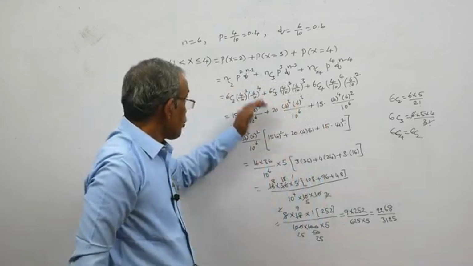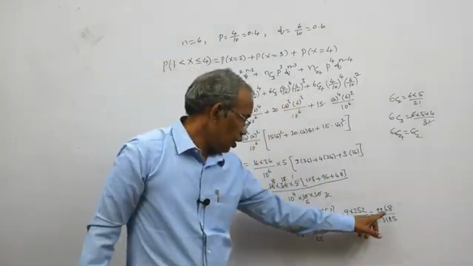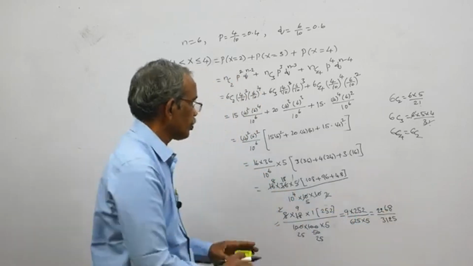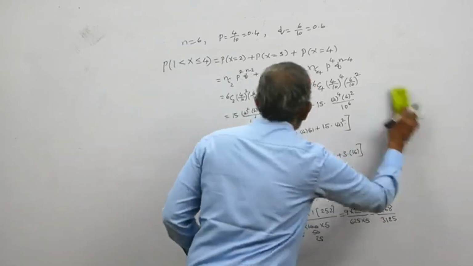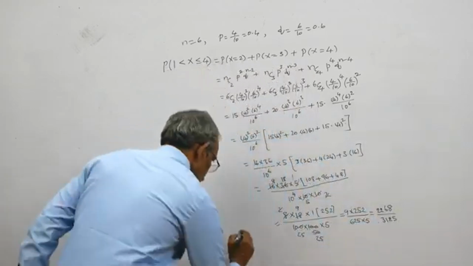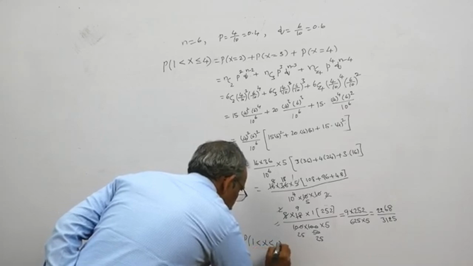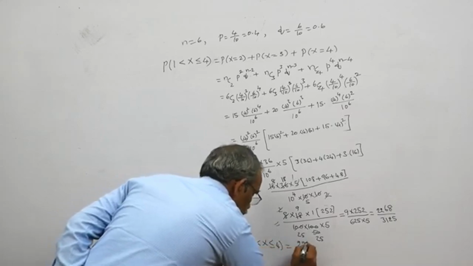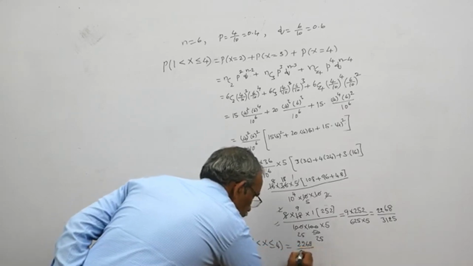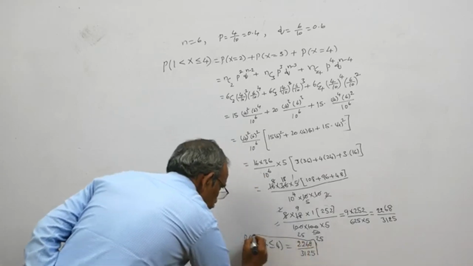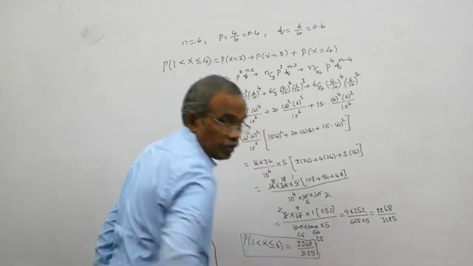After simplifying this value, we get 2268 by 3125. This is the probability of 1 less than x less than or equal to 4, equal to 2268 by 3125. This is the required value.